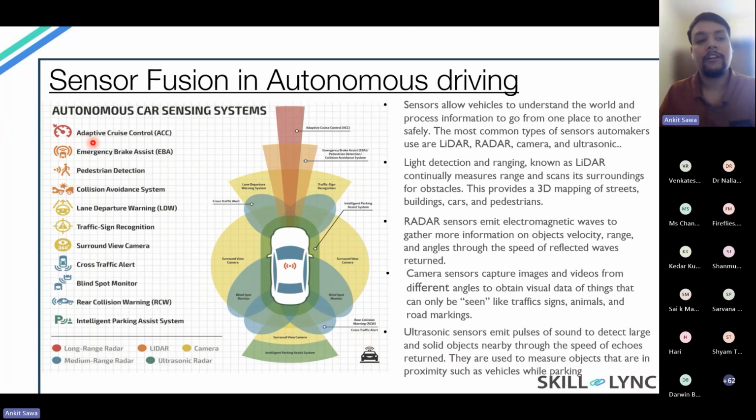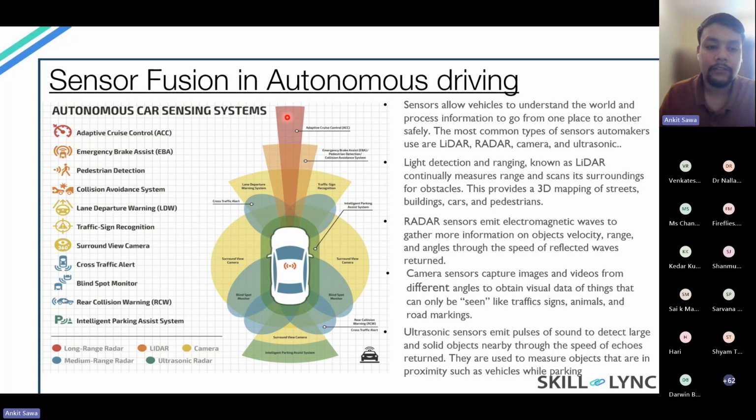So these are the important terminologies that you must have already heard in some driving sessions that you might have had. Adaptive cruise control, emergency braking assist, pedestrian detection, collision avoidance system, lane departure warning, traffic signal sign recognition, surround view camera, cross traffic alert, blind spot monitoring, right? Rear collision warning, and intelligent parking assist, right? So all these different colors that you see marked here are different radar sensors that we spoke about and how they are working together to help you make decisions.